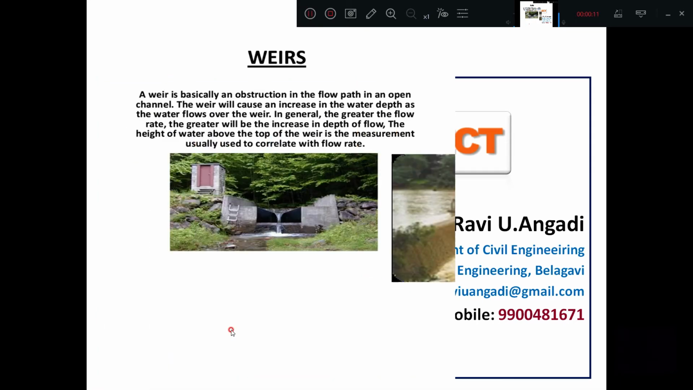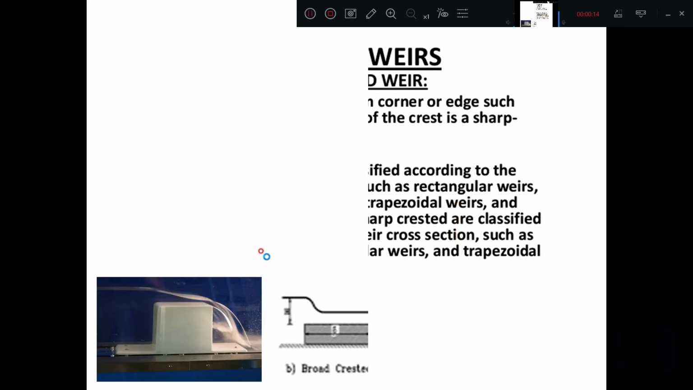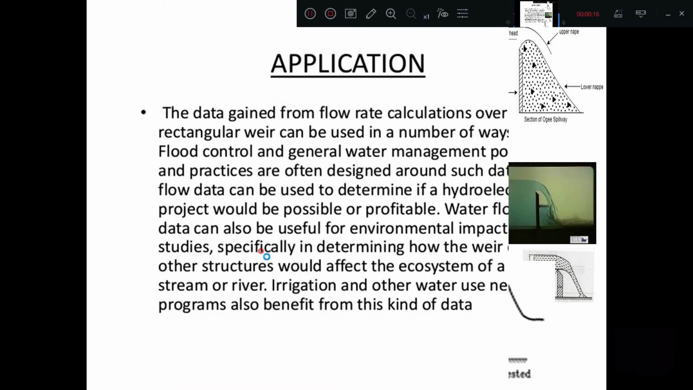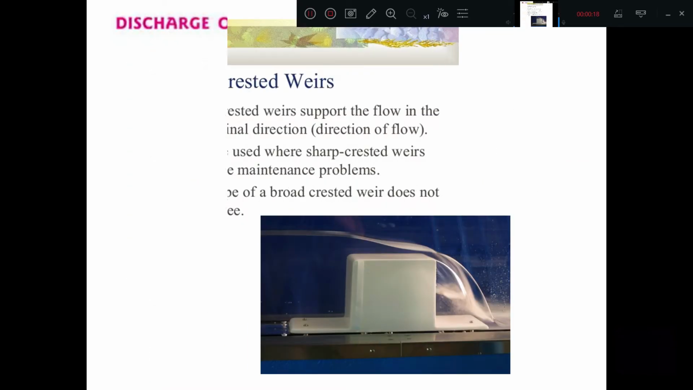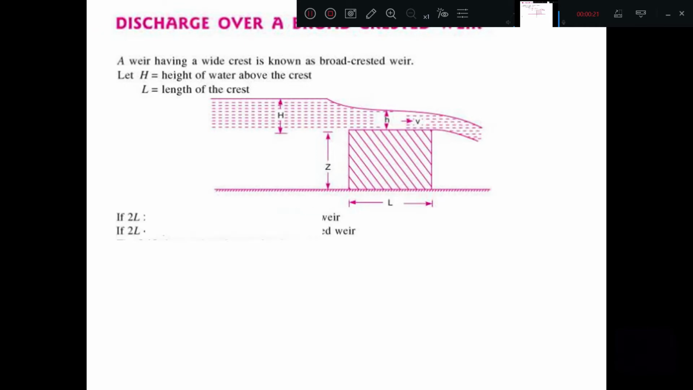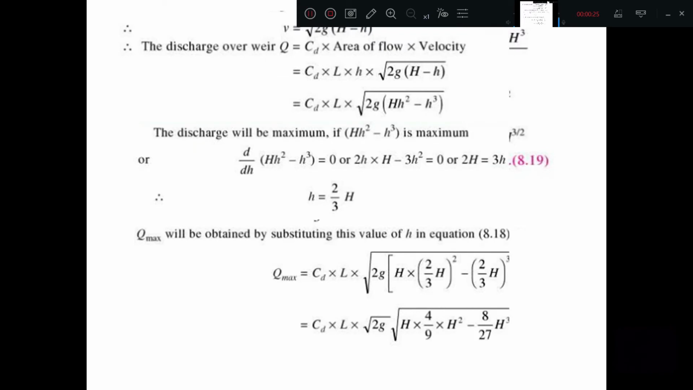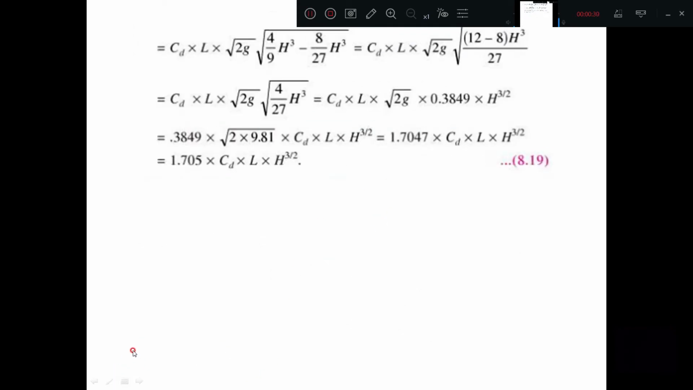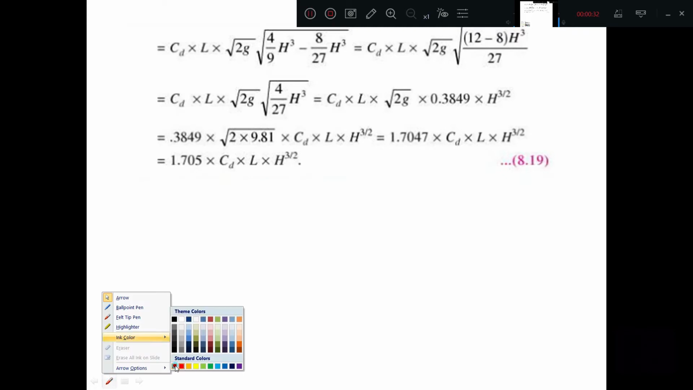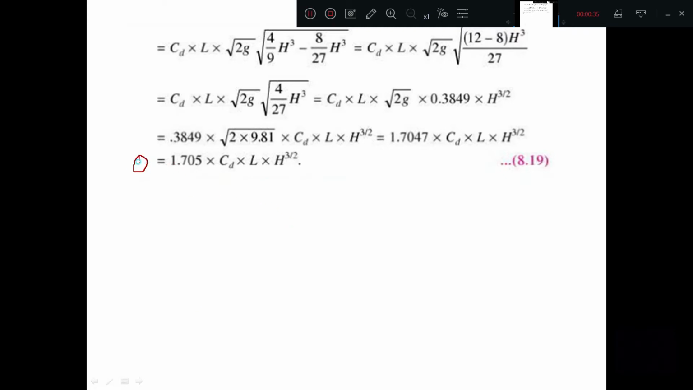So in the previous class we derived the equation for a broad crested weir, that is, the discharge equation for a broad crested weir. That is the equation we derived in the previous session: Q equal to 1.705 into CD into L h raised to 3 by 2.